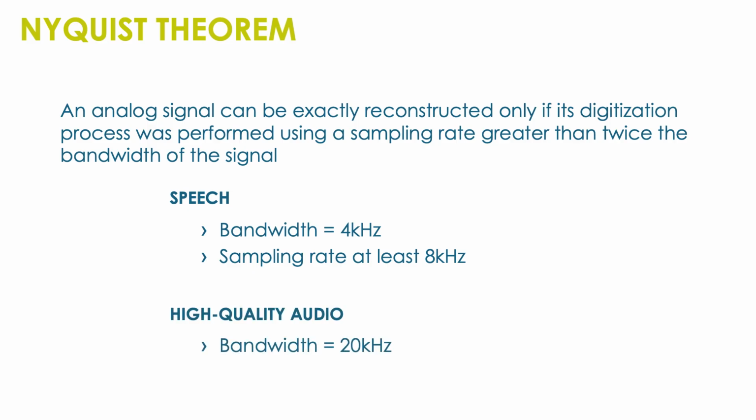Okay, so let's move to the second example, high-quality audio or music, where the bandwidth is 20 kHz, which is basically the range of frequencies that we can hear as humans. These require, according to the theorem, a sampling rate of at least 40 kHz. This principle ensures accurate digitization without losing important frequency components. So this is the frequency used in CDs, for instance.